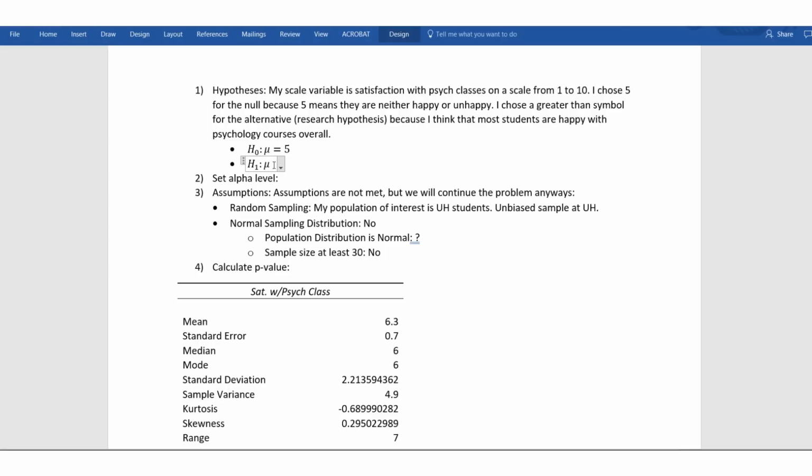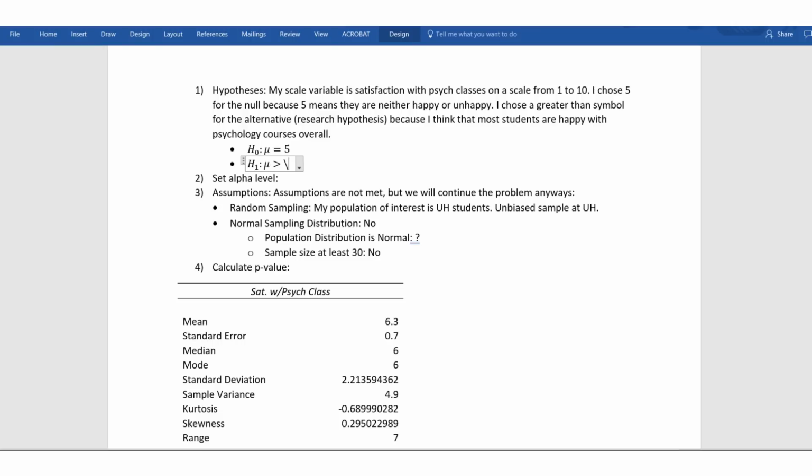Alright, then you need to choose if you're going to do greater than, less than, or not equal to. So I am going to choose greater than, because I think that my class, or not my class, but people at U of H will be happy with their psychology classes. That's my prediction. So here you need to put your prediction for your research hypothesis. So whatever you think the average will be. So if you think the average is going to be greater than your number in your null or less than your number in your null, or you can't decide, it could go either way, so then you put not equal to. So I'm going to put greater than.